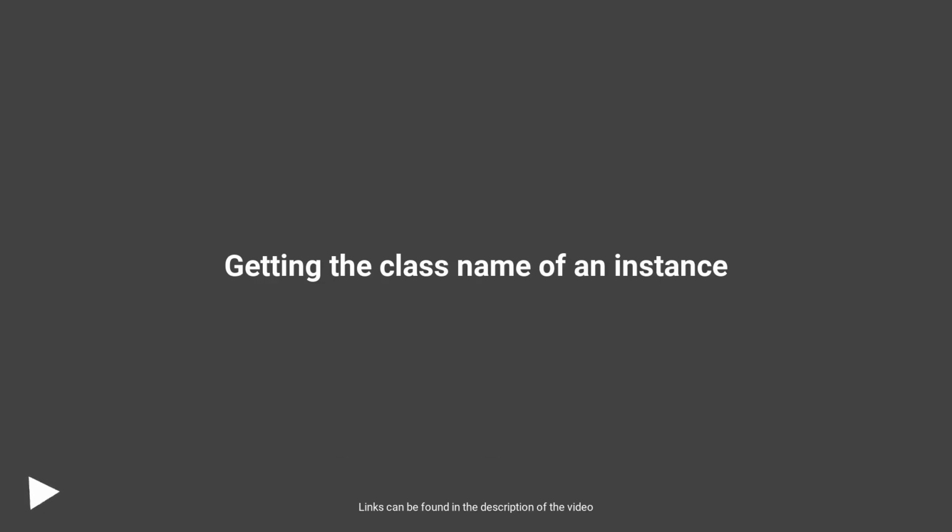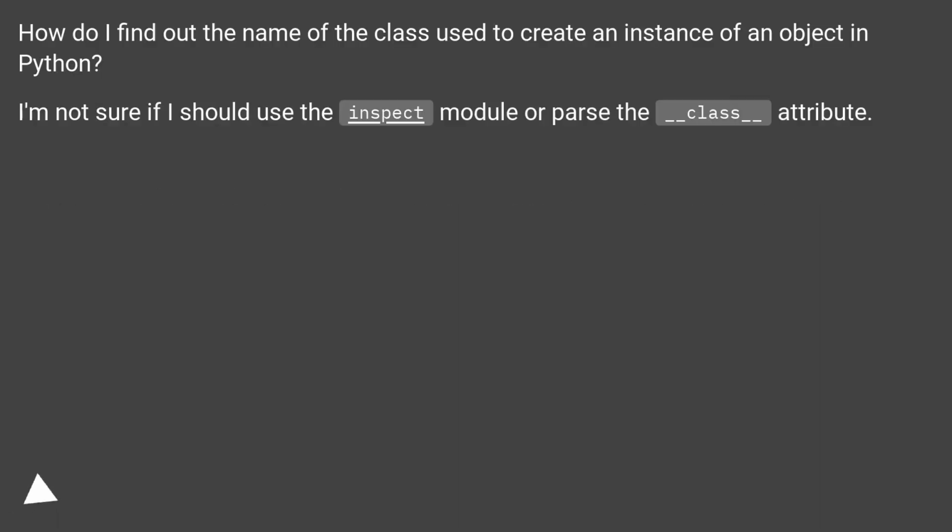Getting the class name of an instance. How do I find out the name of the class used to create an instance of an object in Python? I'm not sure if I should use the inspect module or the __class__ attribute.